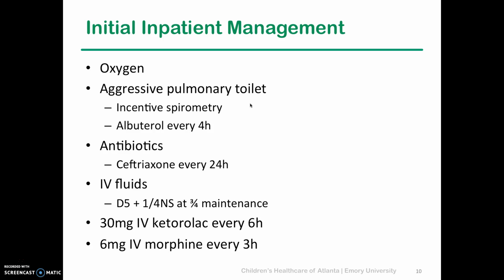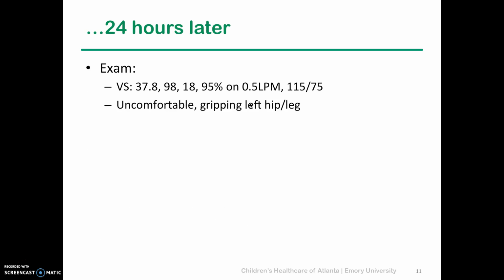On the inpatient side, the patient was started on oxygen, as well as aggressive pulmonary toilet, which included scheduled incentive spirometry and albuterol. He was continued on antibiotics, as well as hypotonic IV fluids at three-quarter maintenance. He was continued on IV ketorolac every 6 hours for approximately 30 doses, and also scheduled morphine 6 milligrams every 3 hours. However, 24 hours later, although the patient's fever was gone, his heart rate, respiratory rate, and hypoxia had improved, he was still uncomfortable, gripping his left hip and leg, and in obvious pain.